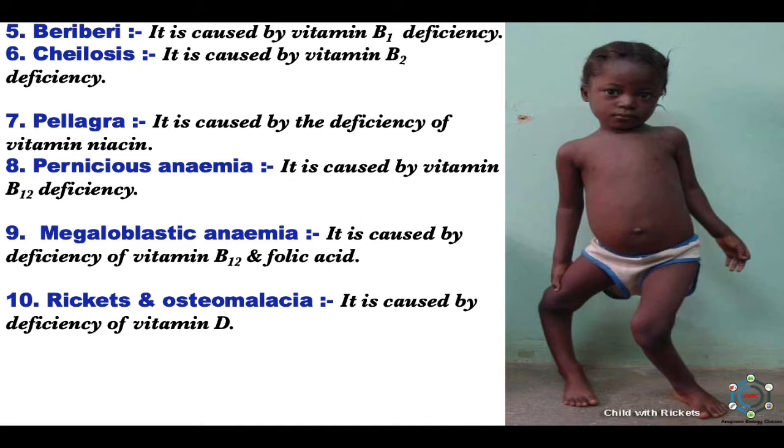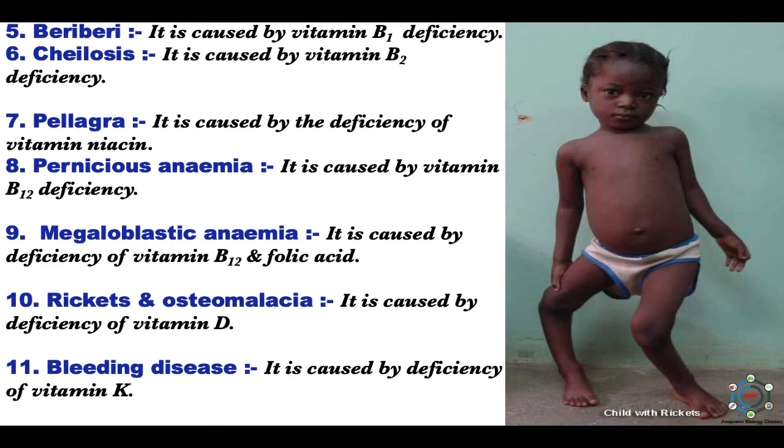It affects children, where bones become thin, soft and weak due to poor deposition of calcium and phosphorus, and the long bones become deformed. While in case of osteomalacia, which affects the adult, it is characterized by weak bones, liable to easy fracture.